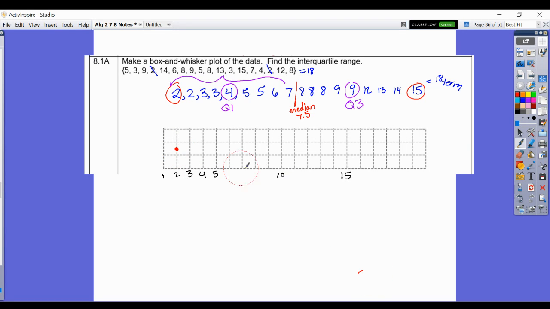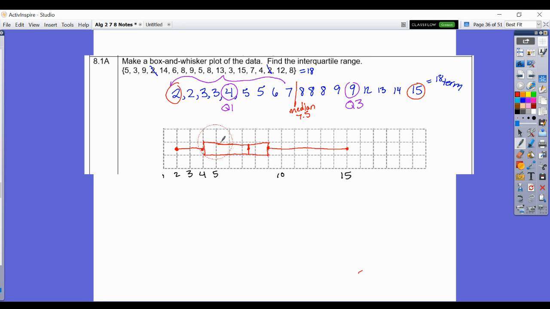me draw my box in a little bit. My high was 15, so that's why I stopped at 15. My median was at 7.5. Quartile 1 was at 4, and quartile 3 was at 9. So in order to draw your box and whisker, the whiskers are on the end, and then you draw a box around the middle with a line right down your median, and then this end is another whisker.